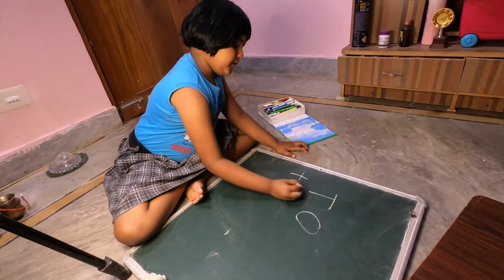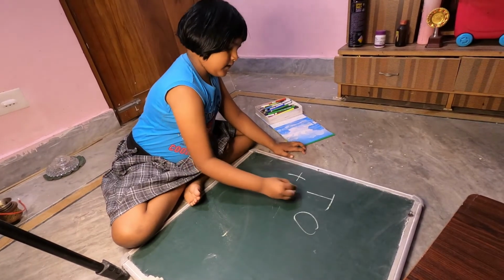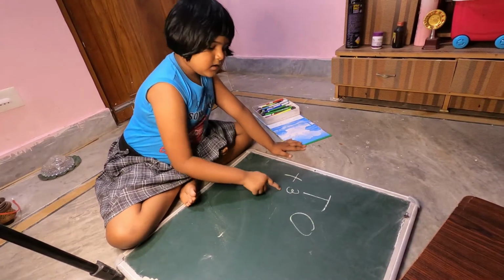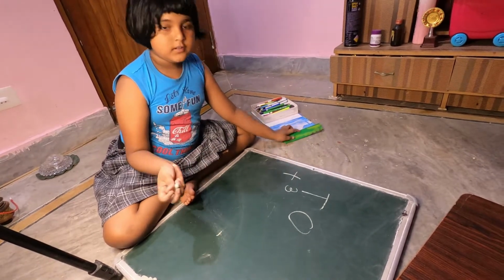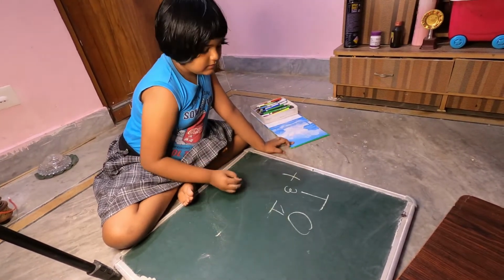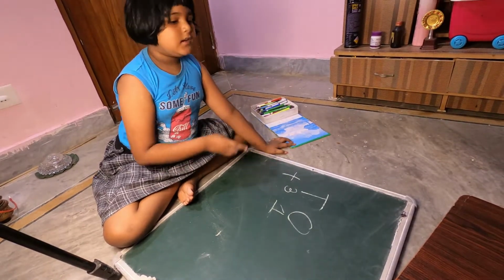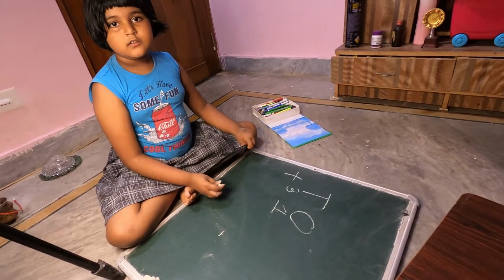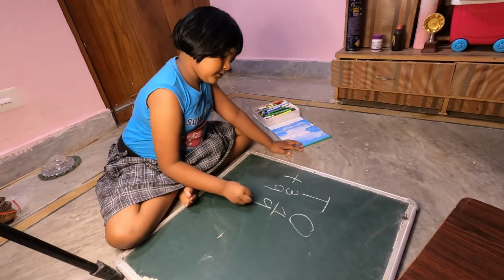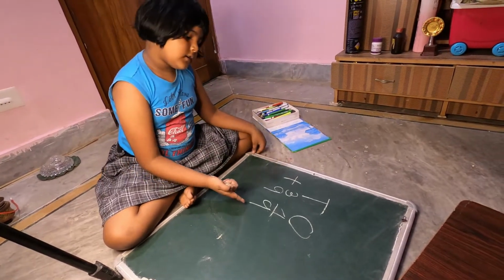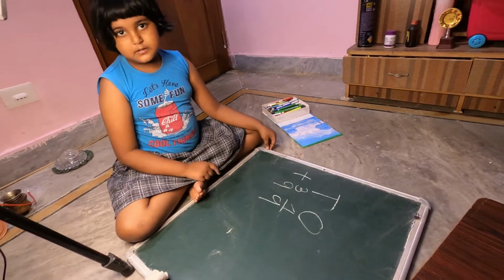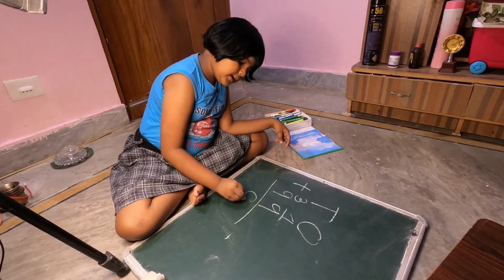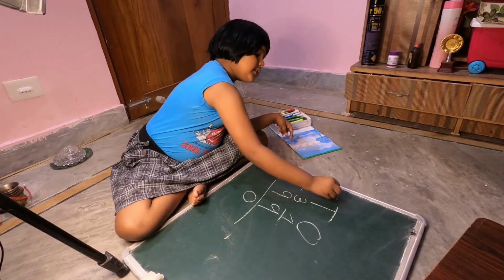I am writing 31. This is 31. Then I am writing 99. Only 99. You know this: 9 plus 1 equals 10. Means you need to write here 0 and you need to write here 1.